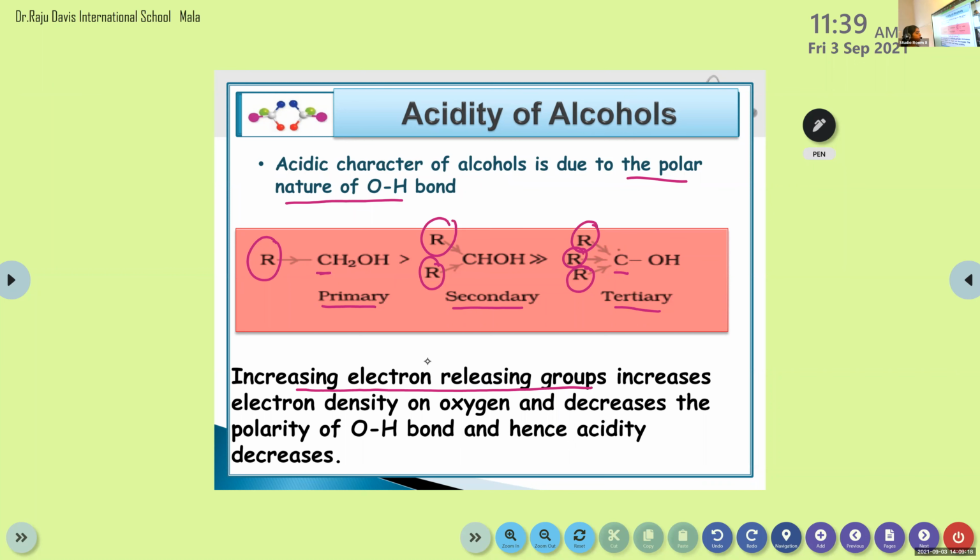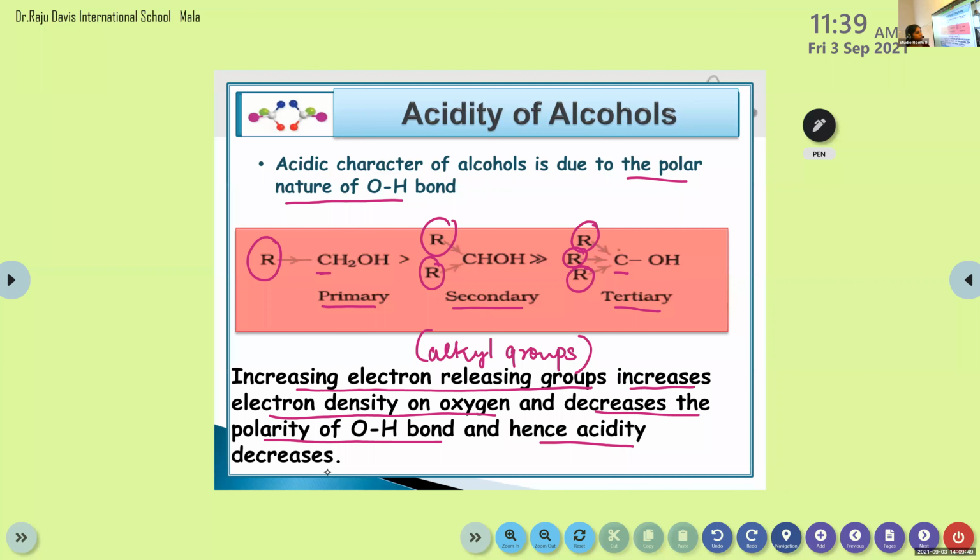Increasing electron releasing groups increases the electron density on oxygen. If there are more alkyl groups on the same carbon atom, it will increase the electron density on oxygen. And it will decrease the polarity of the OH bond and hence acidity decreases. That's why here the primary has more acidic character compared to secondary and tertiary.